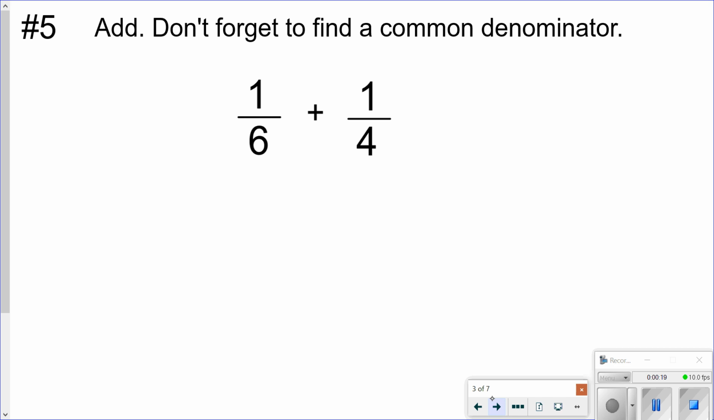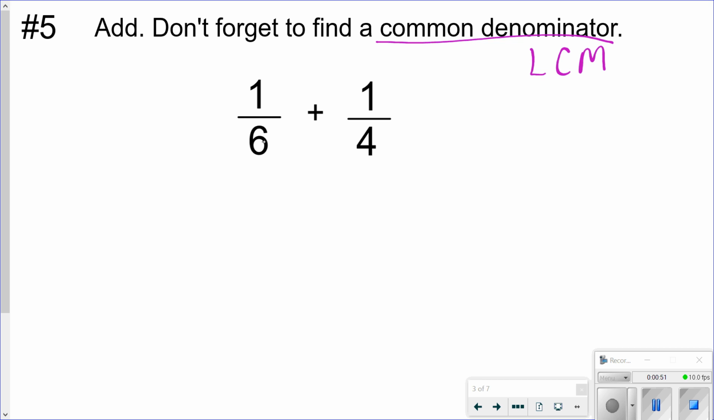Okay, question number 5. It's asking us to add, and don't forget to find common denominators. You'll need to remember that for a common denominator, you'll want to use the least common multiple. That's the smallest number that both denominators can multiply to turn into. So for this one, you don't just multiply 6 and 4 and get 24. That is not the least common multiple.